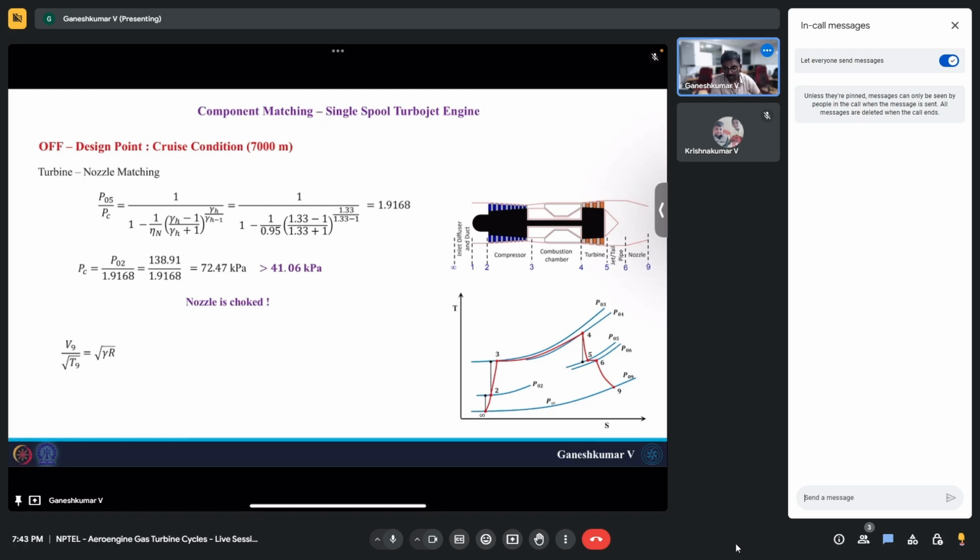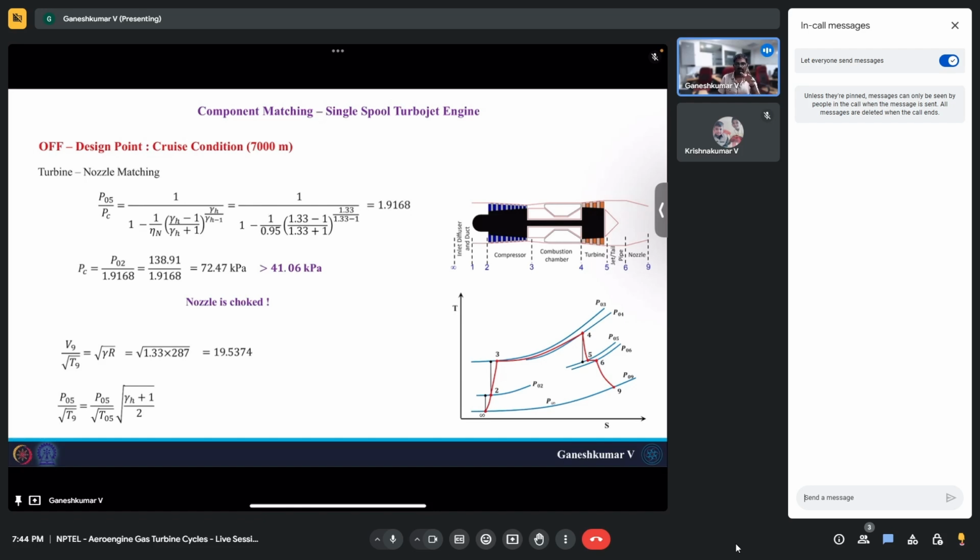Let's go ahead. There are two expressions that we wrote in terms of V9 by root of T9, just to quickly find out what m dot C9 will be. That's the whole point of expressing it like this. Since it is choked, V9 by square root of T9 is 19.5374.